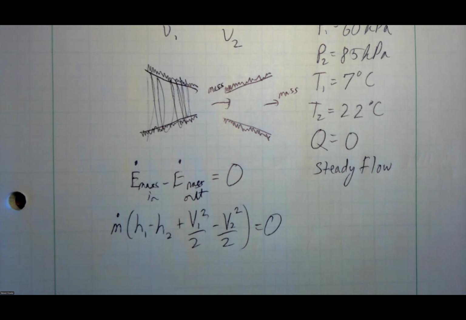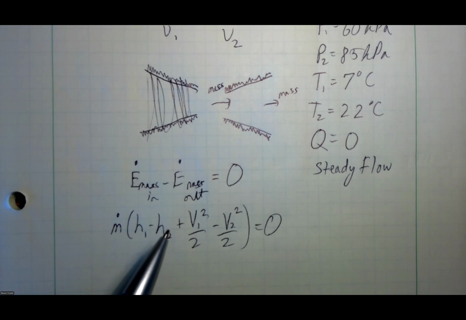People ask, hey, Steve, why is it 1 minus 2? Should it be 2 minus 1? Well, on this side of the equation, it's in minus out. So right now it's 1 minus 2 because I'm calling the inlet 1 and the outlet 2. Remember, it's in minus out. Don't think about it as 1 minus 2. It's in minus out. That'll help you later.